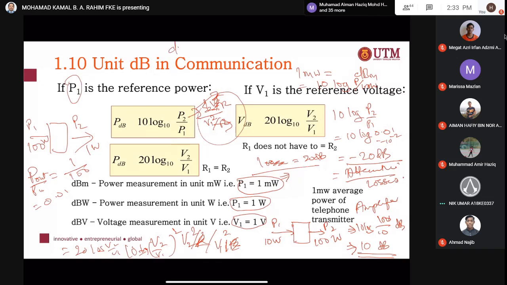dBµ is in microwatt. You refer to 1 microwatt, 10 log of power over 1 microwatt. And then you have milliwatt, microwatt, watt, V. V depends on the voltage. Watt is based on the power measurement in unit watt. For dBW in watt, it is equal to 10 log of your power over 1 watt. Okay? Right.